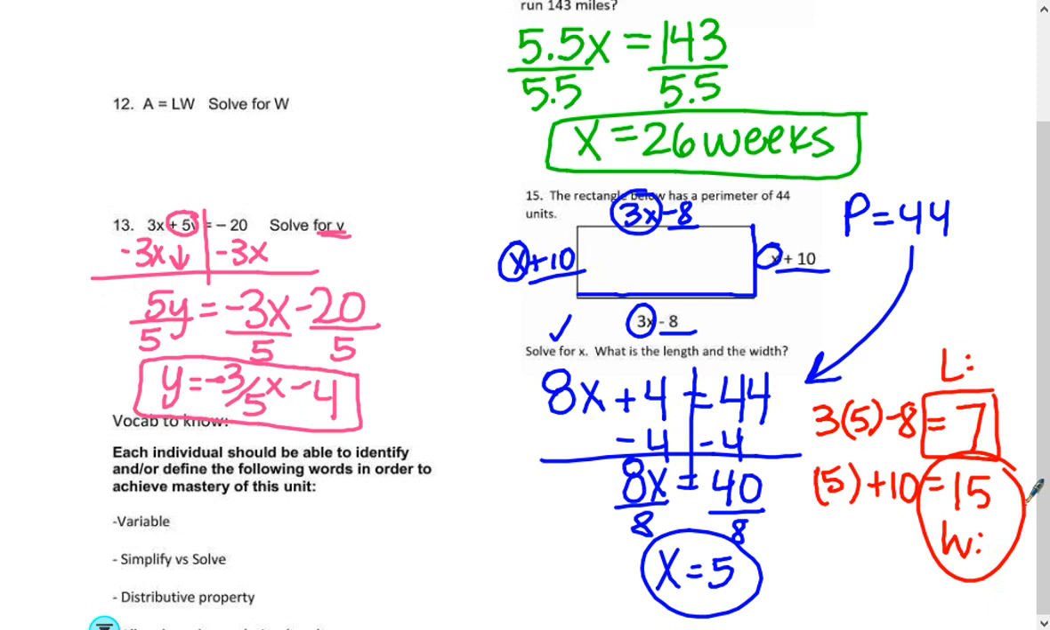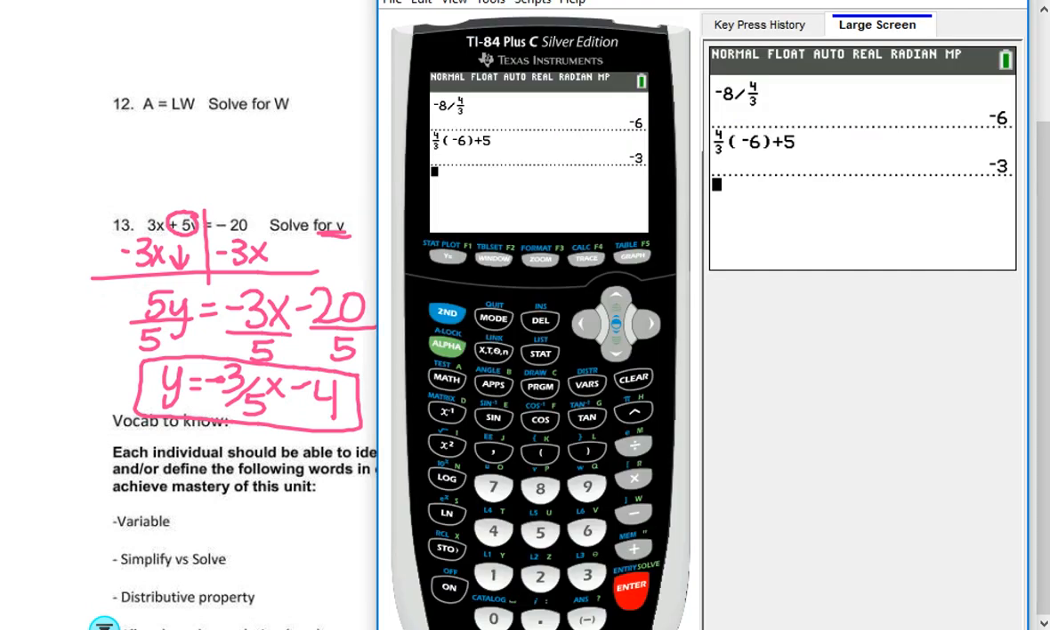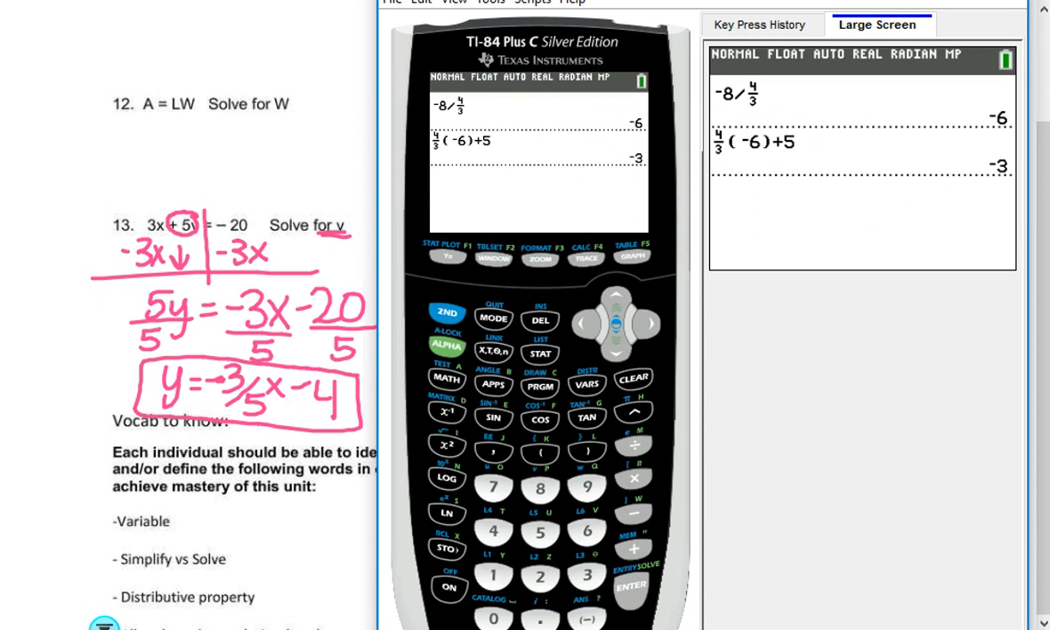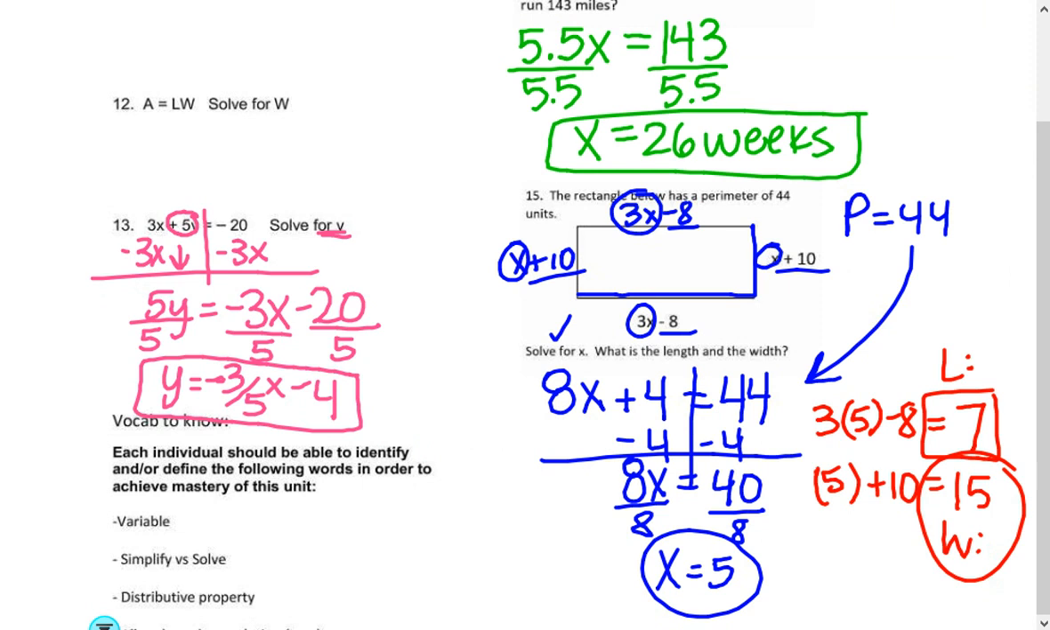All right, remember that you can take these things and plug them back into your calculator. If my length and width were 7 and 15, they should total back up to 44. So 15 plus 15 plus 7 plus 7, right? 2 lengths and 2 widths. And we see we get back to 44. So that's a really good way to check yourself. All right, I think that's about it.